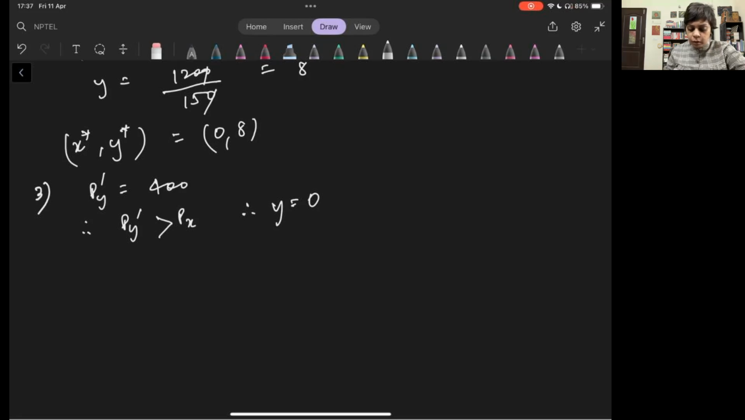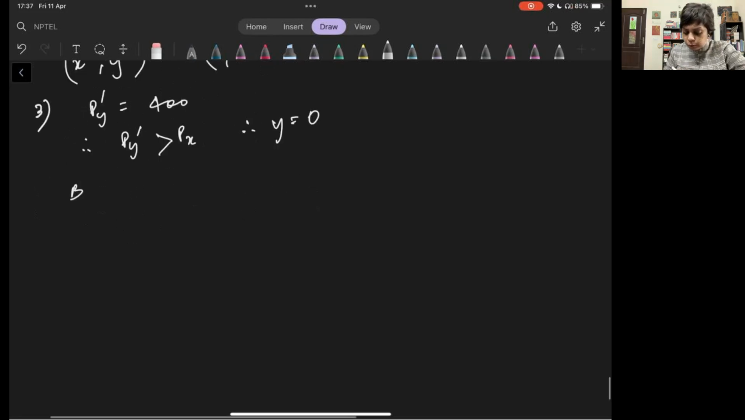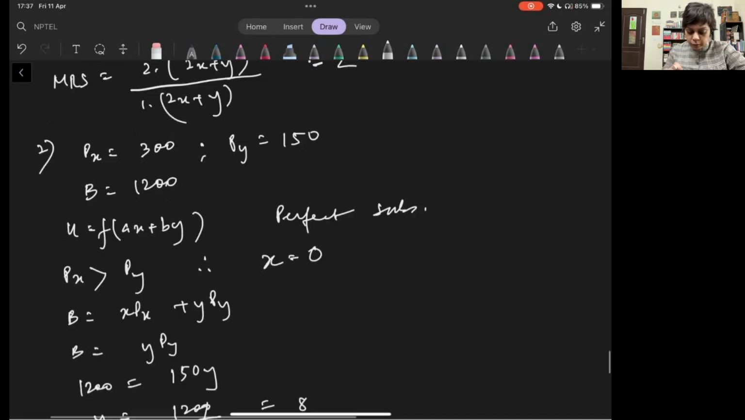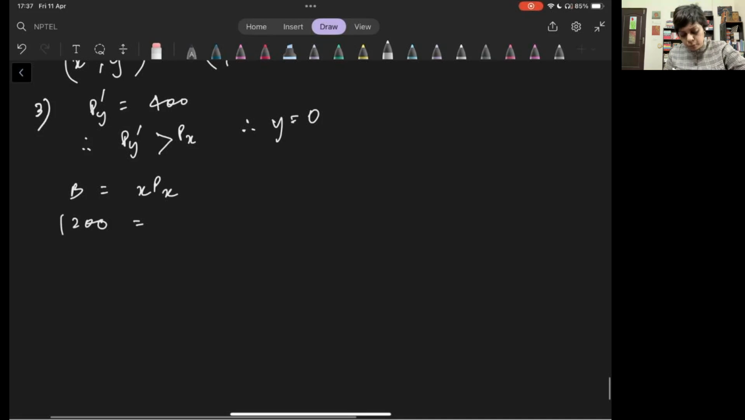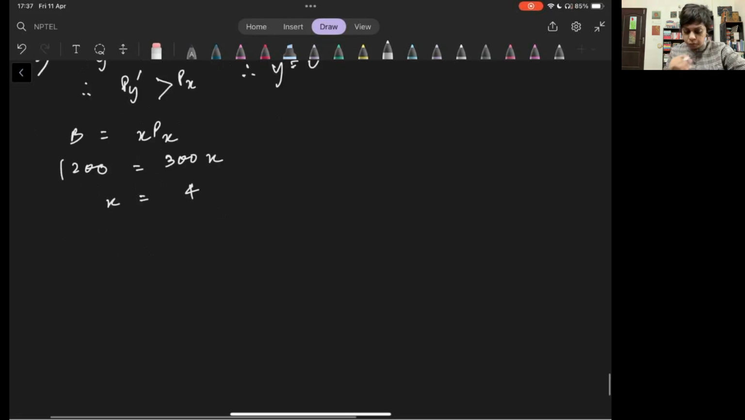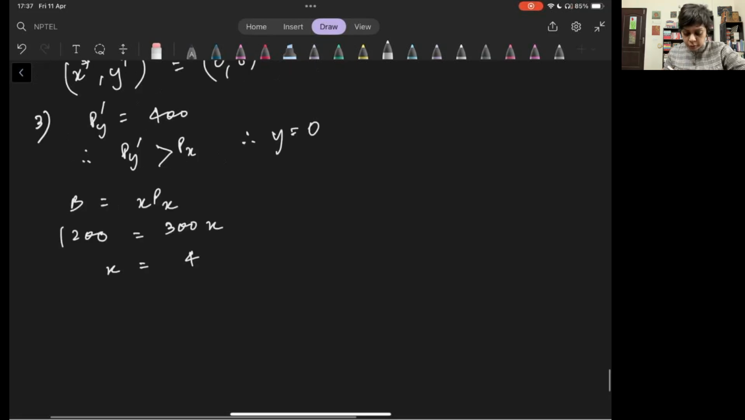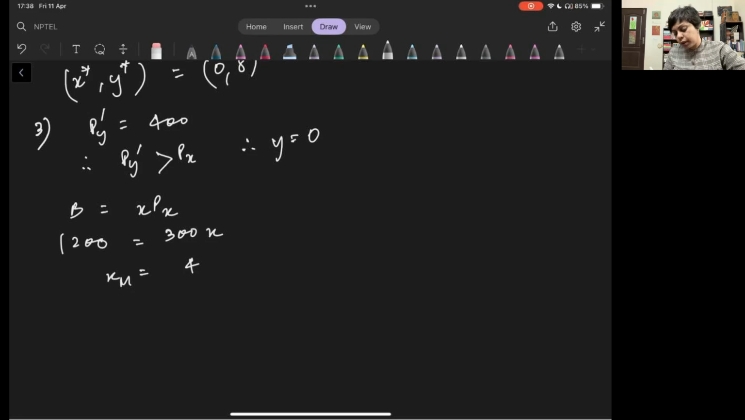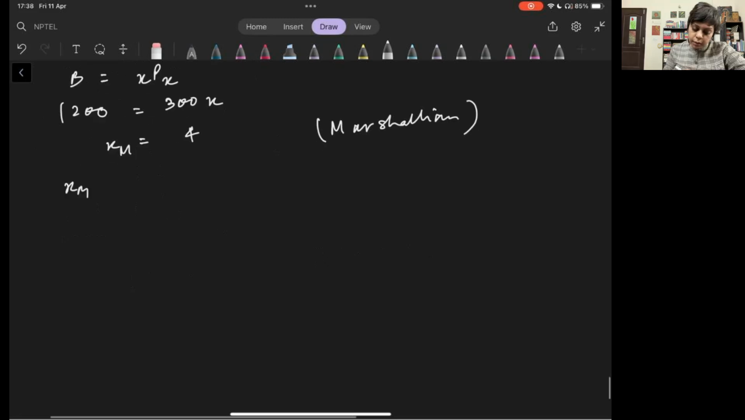Now, we just simply plug in the values of b is equal to x Px. 1200 is equal to, what is the value of Px? 300, right? 300x. Therefore, x is equal to 4. This is the new value of x. This is the Marshallian demand, which we can write now as xm star, ym star is equal to 4 comma 0.